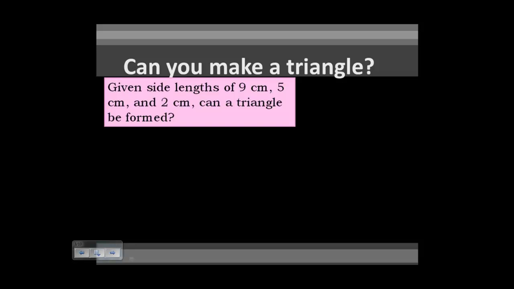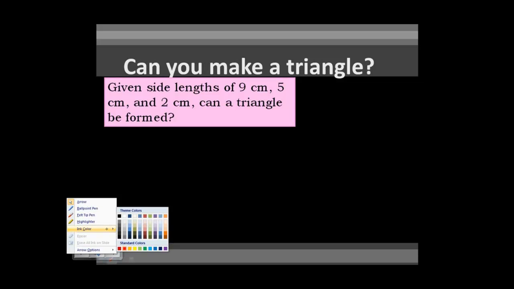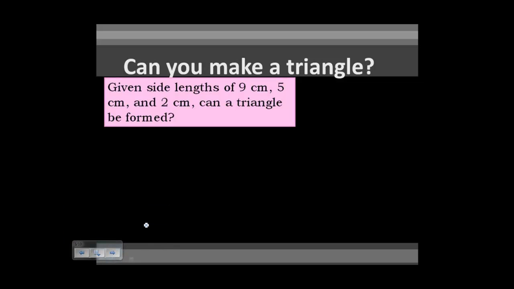Okay, so let's explore just a little bit before we get started. Given side lengths of 9 centimeters, 5 centimeters, and 2 centimeters, can a triangle be formed? Is that at all possible?